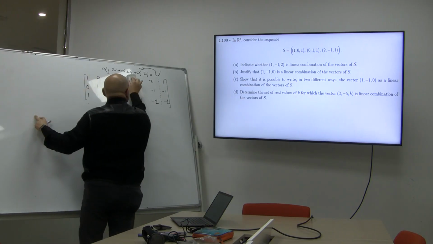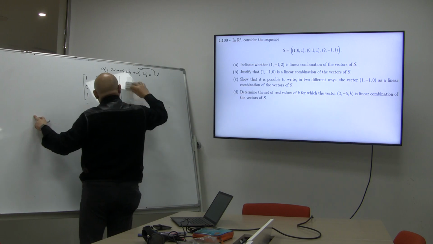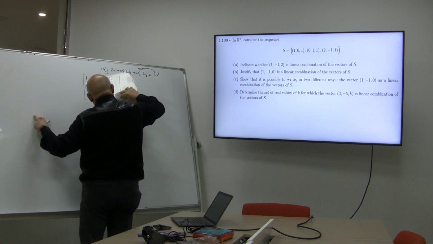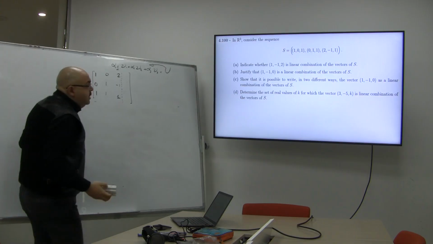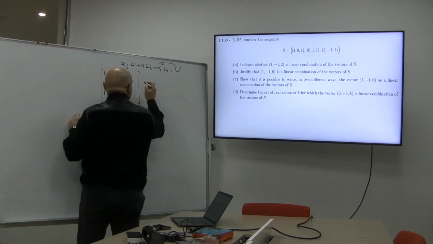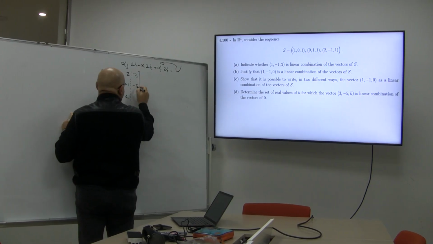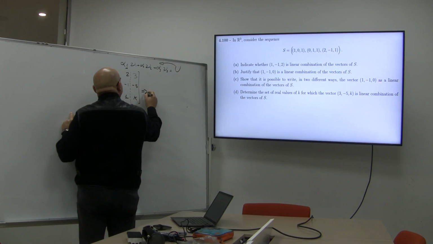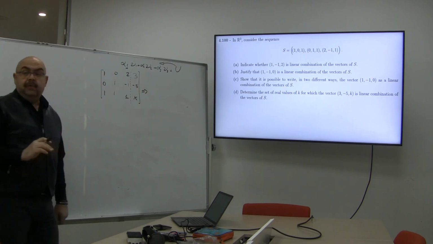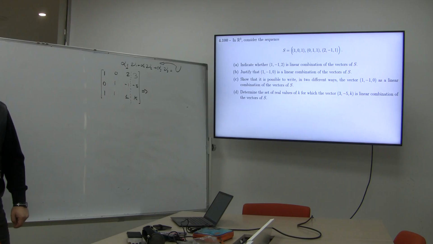Okay, I will remove this one. Same solution exactly, but I will replace this vector. Which is the new vector that you want to put? 3, then negative 5, then k. Then start the process of reducing this system to the reduced echelon form. Then you will find the value of k.